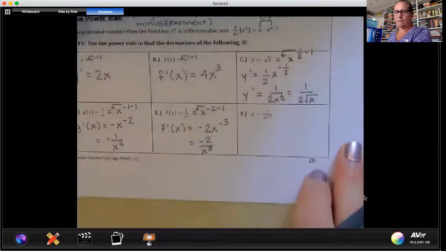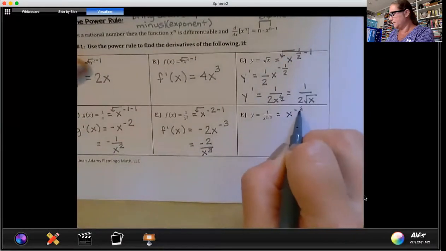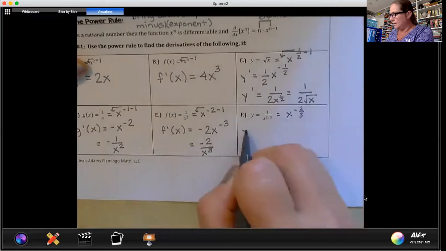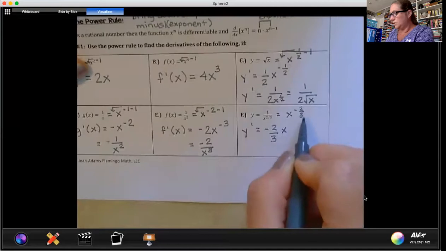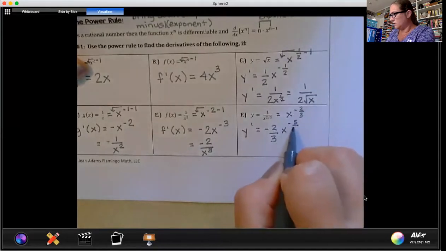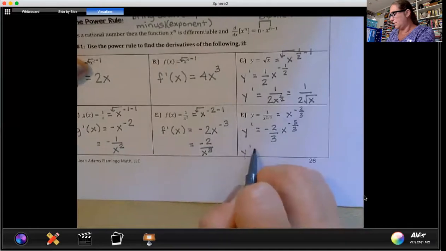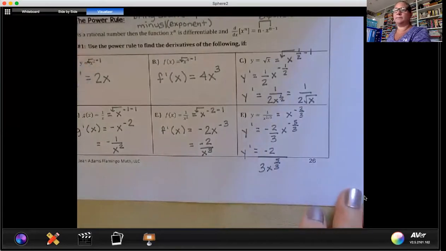And for part F, rewrite x to the negative 2/3 power. Bring down minus 1. 2/3 minus 1, 2/3 minus 3/3 is negative 5/3. So y prime is negative 2 over 3x to the 5/3 power.